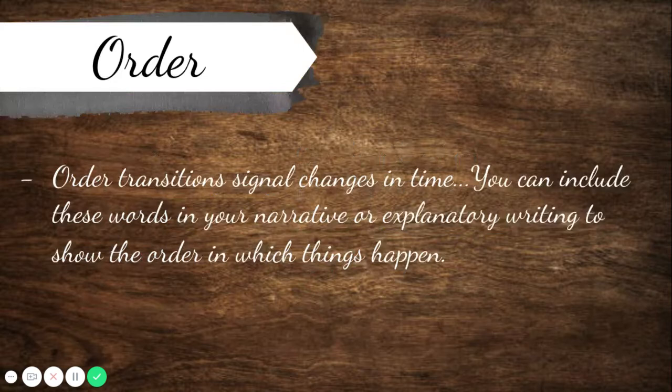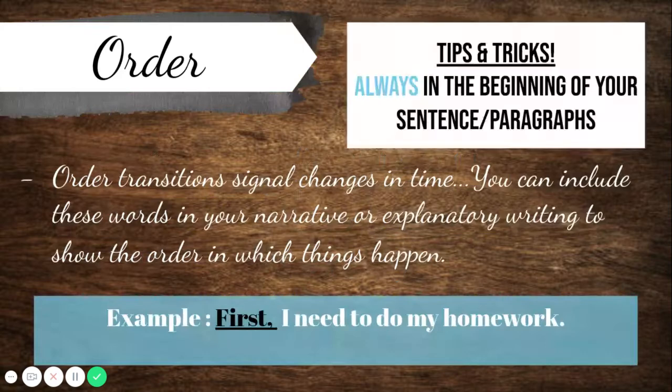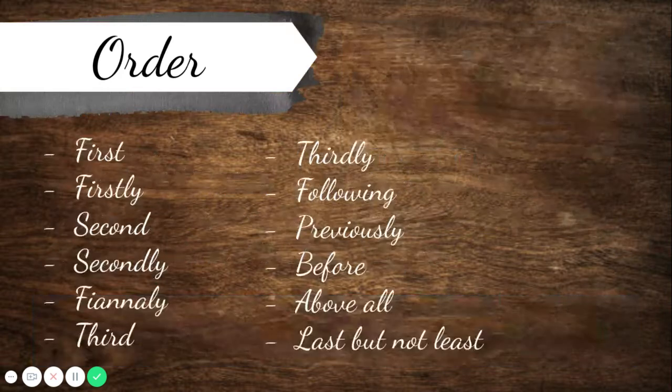Order transitions signal change in time. You can include these words in your narrative or explanatory writing to show the order in which things happen. Example: first, I need to do my homework. This is a trick that I have to recognize order transition words: basically, they are always at the beginning of your sentence or paragraph. First, firstly, second, secondly, finally, third, thirdly, following, previously, before, above all, last but not least.